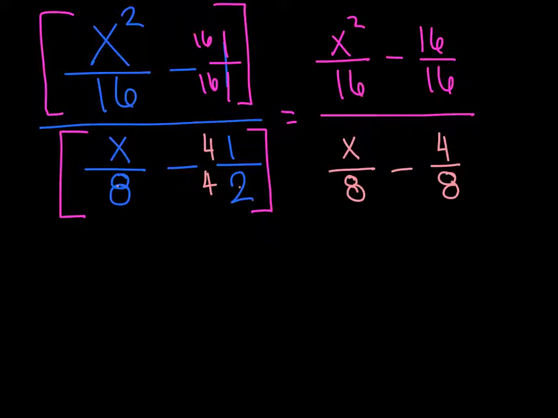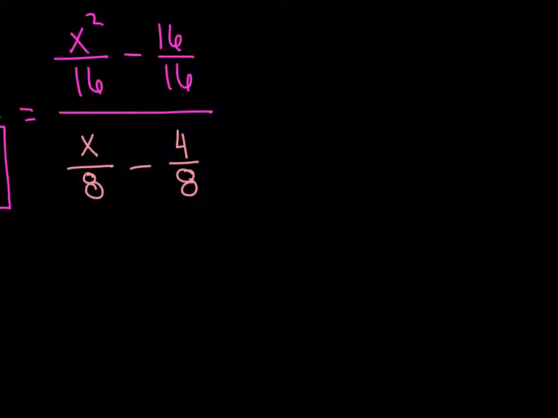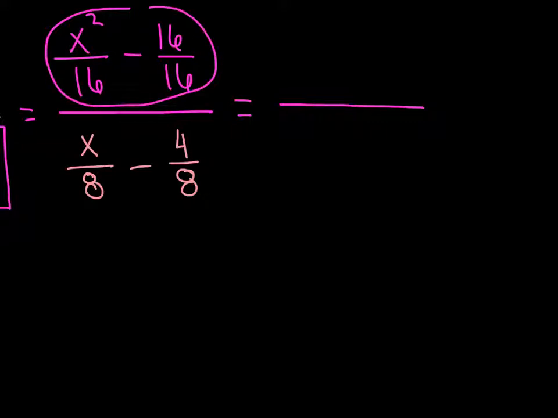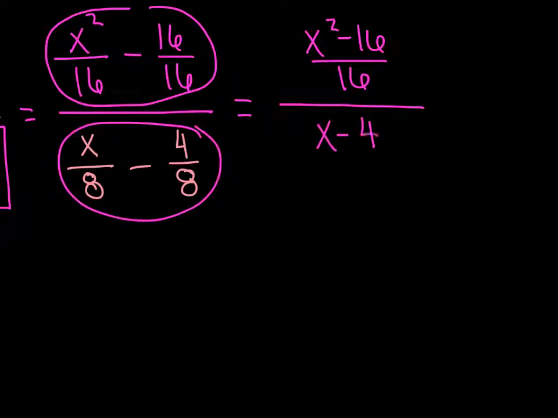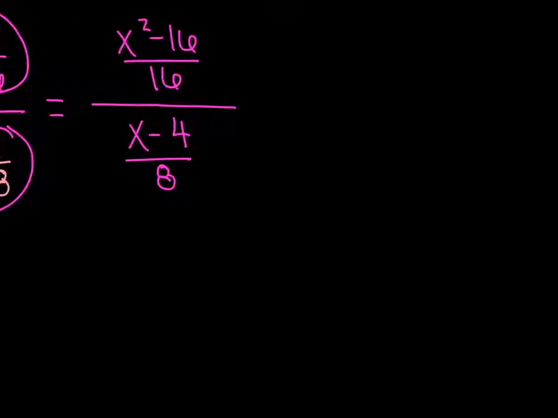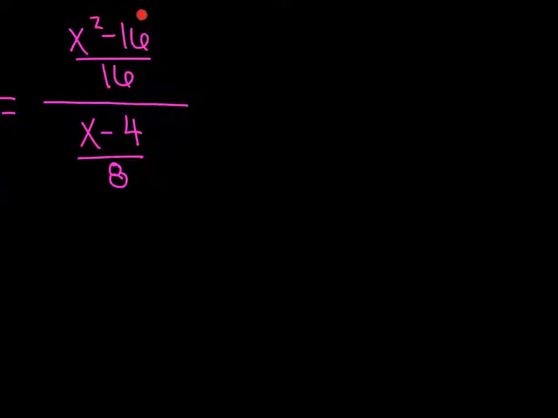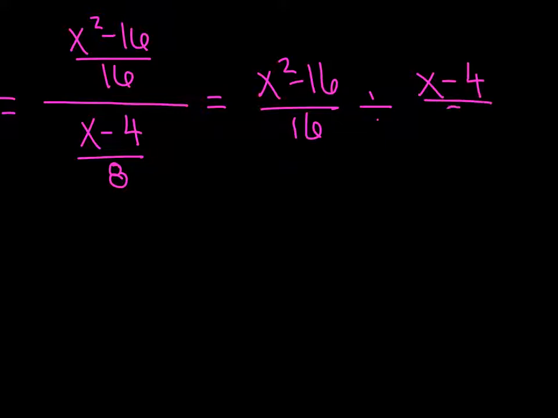And let's see, we're going to slide the screen over here a little bit. If I go ahead and combine these 2 fractions right here, I would get x squared minus 16 over 16. And if I combine these two, I'll get x minus 4 over 8. And now, I love where I'm at right now because I've got just 1 fraction on top, 1 fraction on the bottom. So I'm going to rewrite this as a traditional division: x squared minus 16 over 16 divided by x minus 4 over 8.